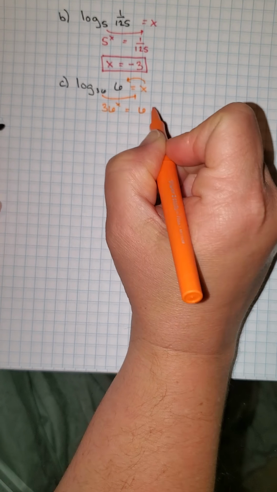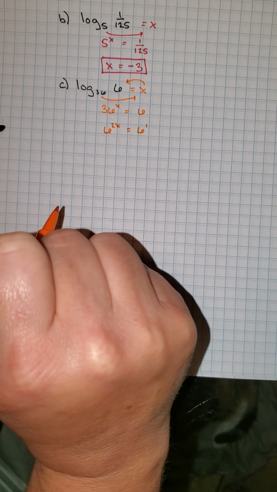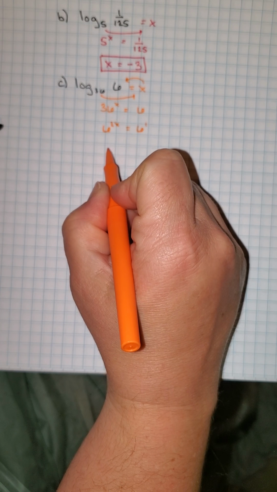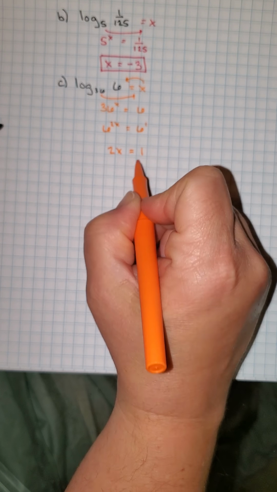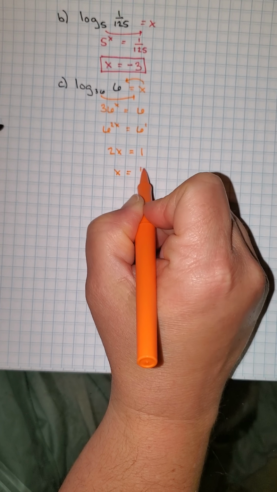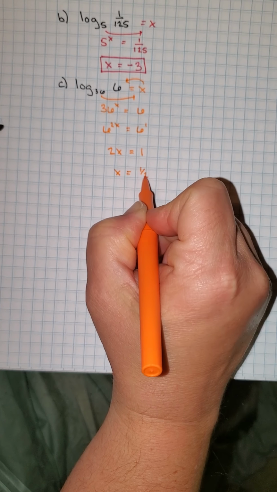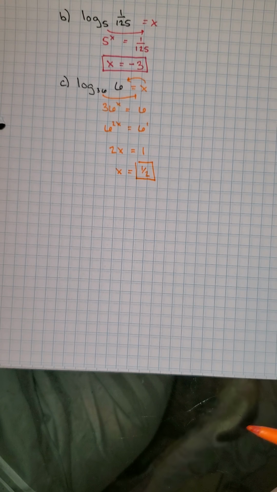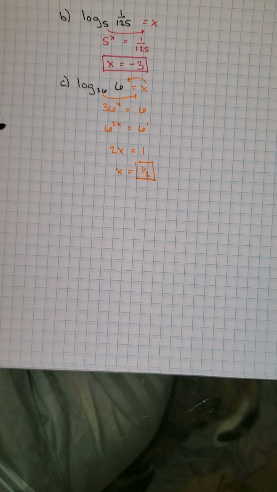I'm going to make like bases. So 36 is 6 to the 2. So we have 6 to the 2x equals 6 to the 1. Then you drop your like bases, so 2x equals 1, and x is 1/2. Something to the 1/2 power is the same thing as square rooting. So taking the square root of 36 is 6. That's why 1/2 is the answer, and it does make sense.